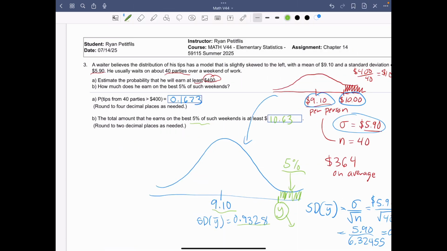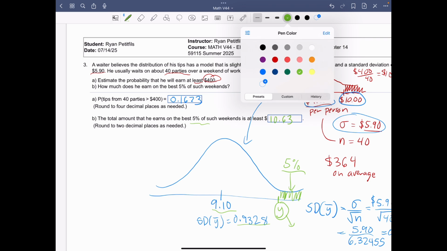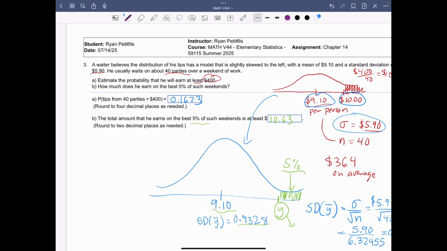And before you stop watching this video, I made a mistake as I checked the answer to this. It really isn't a big deal, but it's the wrong answer. The total amount he earns on the best 5% of such weekends, hopefully he's going to get more than $10.63 for the whole weekend. So we're going to multiply this. We forgot to multiply it by 40 parties. So multiply that by 40, and if you do that, you get $425.20. So that is the final answer.